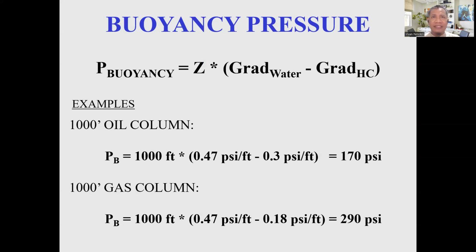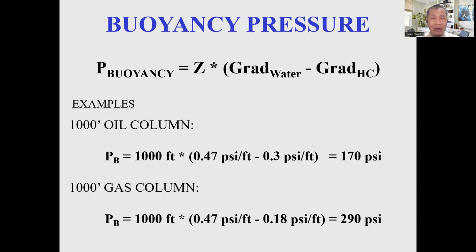So the pressure exerted by the fluid on a subject submerged or immersed in it is known as buoyancy pressure. It is calculated by multiplying the height of the fluid column by the difference in pressure gradient between water and hydrocarbons. PB equals Z multiplied by the difference in pressure gradient between water and the hydrocarbon. This equation is used to calculate the buoyancy pressure in examples involving oil and gas columns of certain heights.